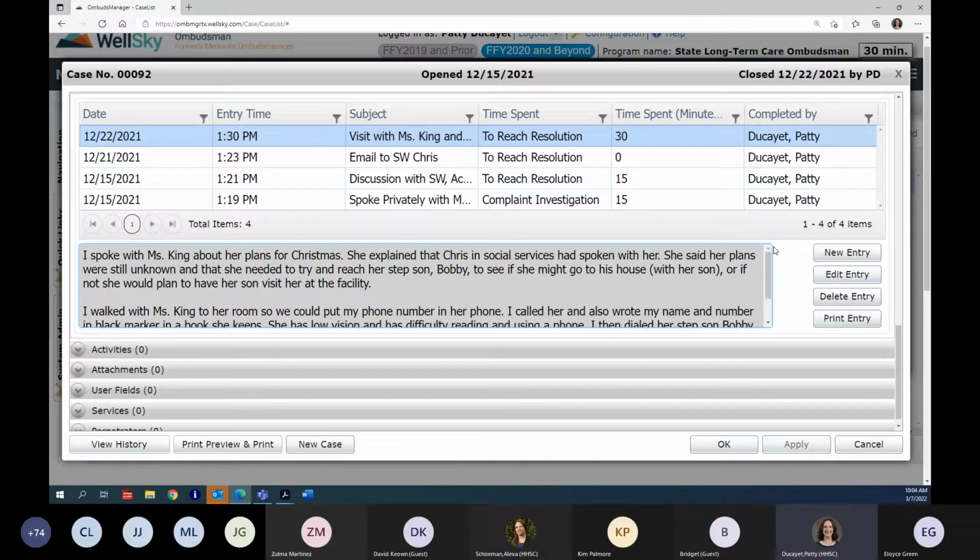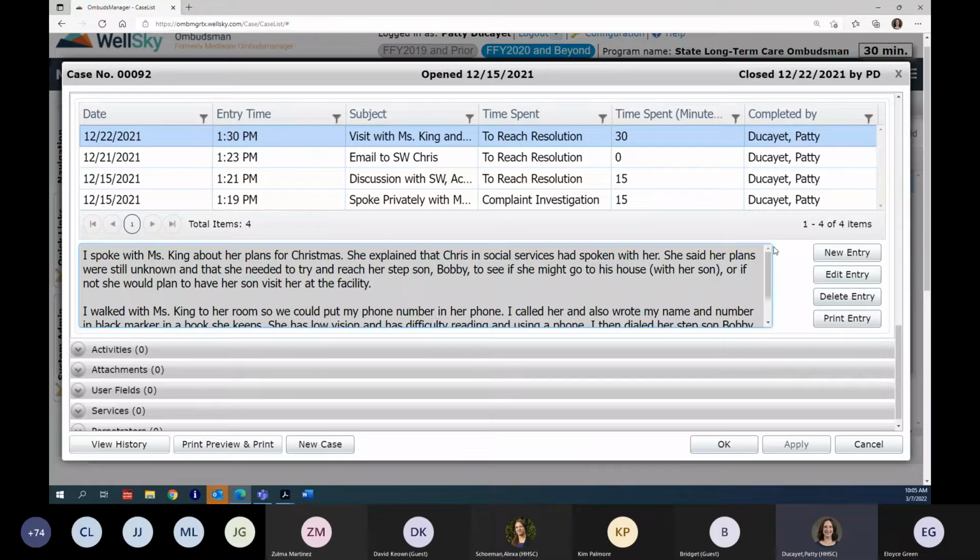So here's an explanation of me going back to see Mrs. King, or Miss King, and talk about her plans for Christmas and what she wants to do. She acknowledged that the social worker did speak with her, and she has indicated that she's capable of calling but hasn't connected with her son and stepson. She has a plan that her stepson will help with transporting her son here, or maybe she'll even go have a meal with him.